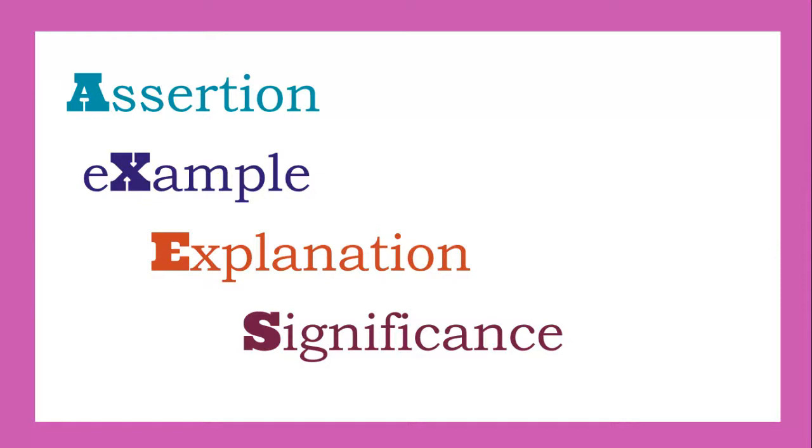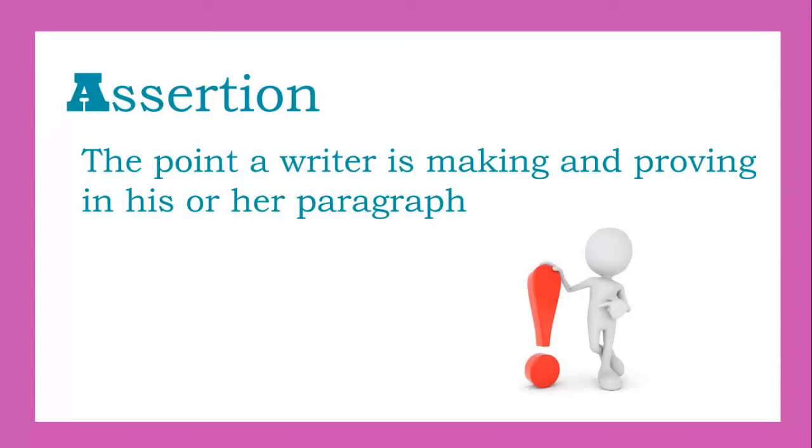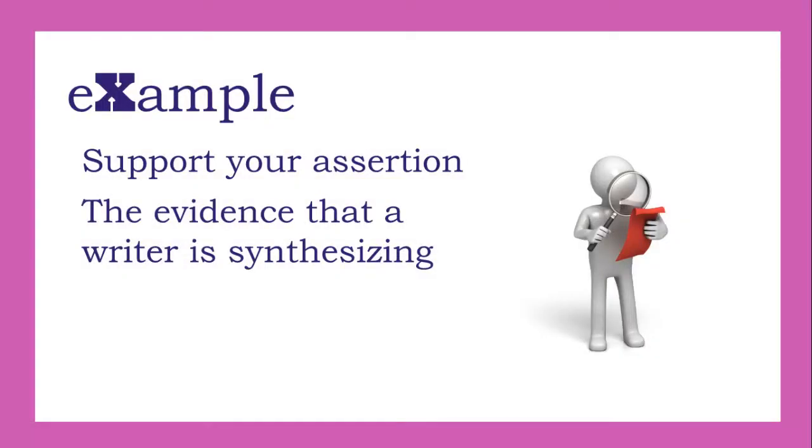One format to use to support a writer with integrating sources that support a point that is being made is the AXES format. The AXES format includes an assertion, which is the point a writer is making and proving in his or her paragraph. A paragraph written with the AXES format also includes examples which support the assertion. The examples are the evidence that a writer is synthesizing.